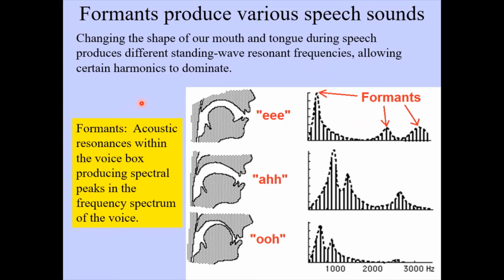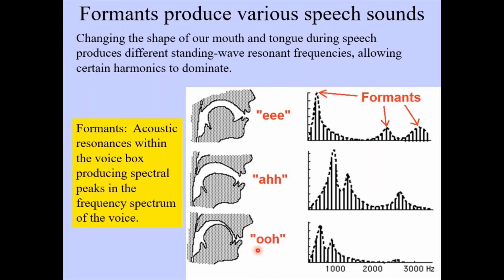Let's look at some examples here. Remember that a formant is an acoustic resonance within the voice box that produces a spectral peak in the frequency spectrum of the voice. This is the shape of the mouth and tongue when we sound out the vowel E. When we make a sound like E, notice we see three dominant formants here. We see a peak here at low frequency, but we see these two peaks here at high frequency.